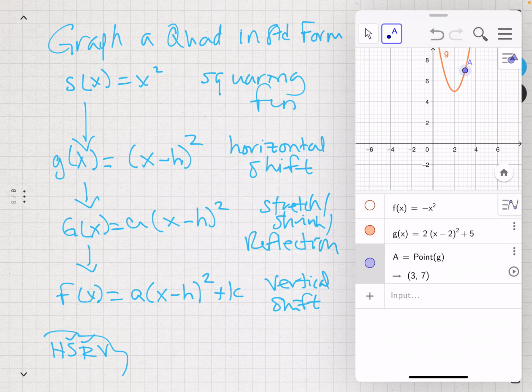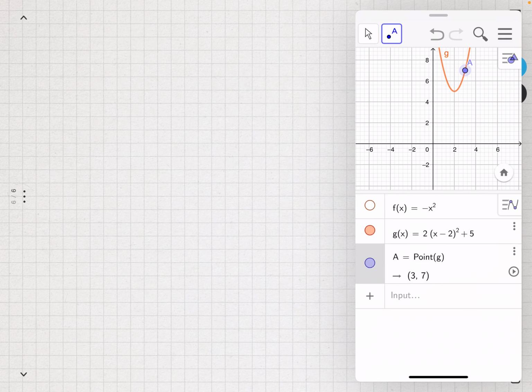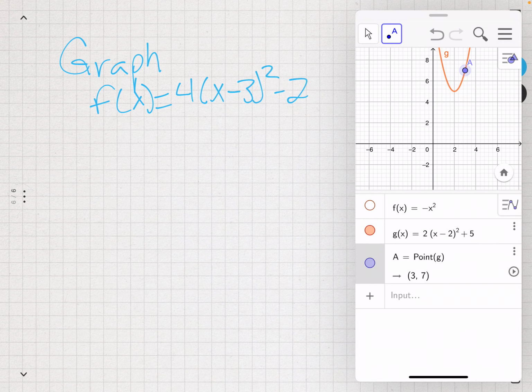And so I want to illustrate this with another example. For this example, let's go to my next slide: graph f of x equals 4(x minus 3) squared minus 2. And I want us to think of this as a series of steps. So we have our x squared.